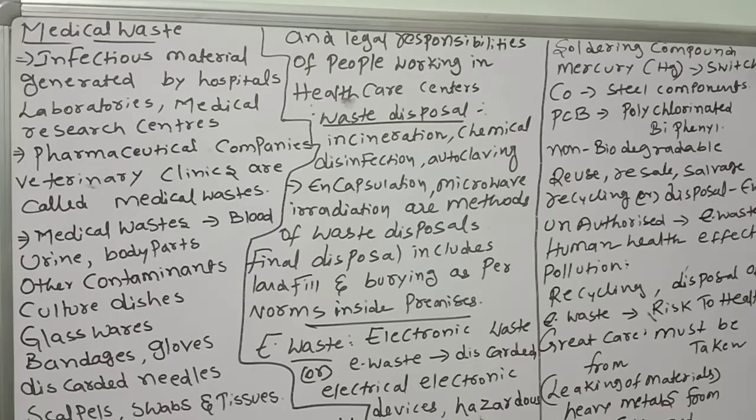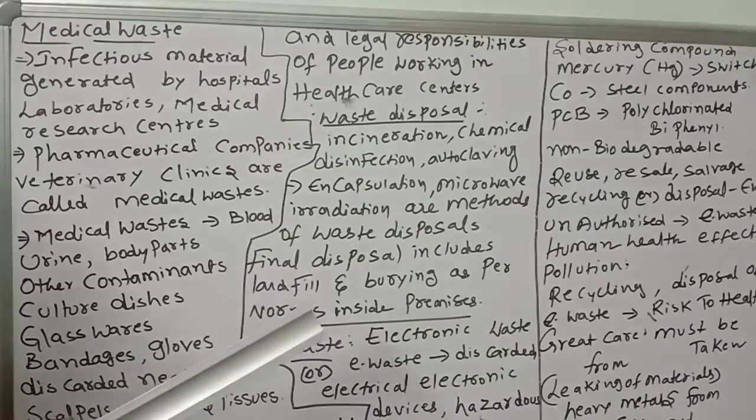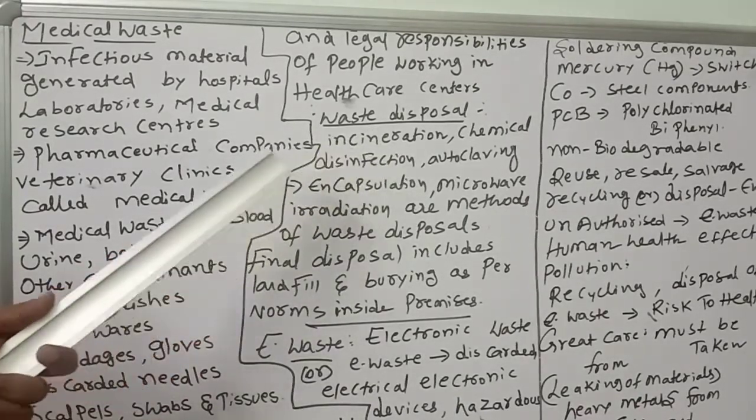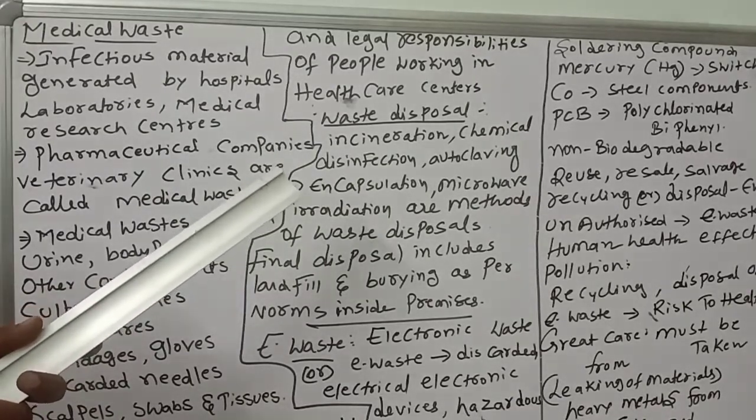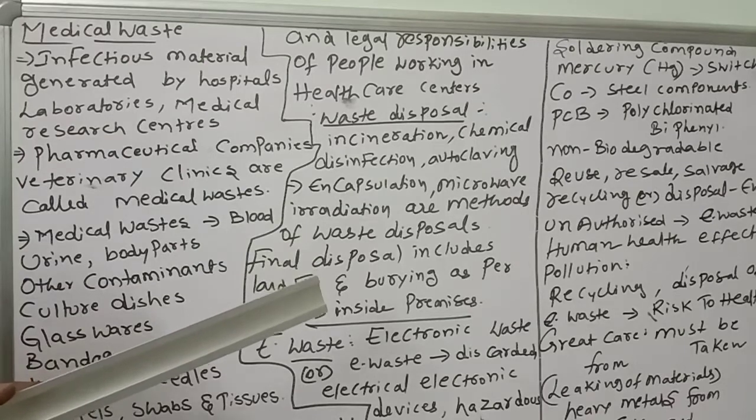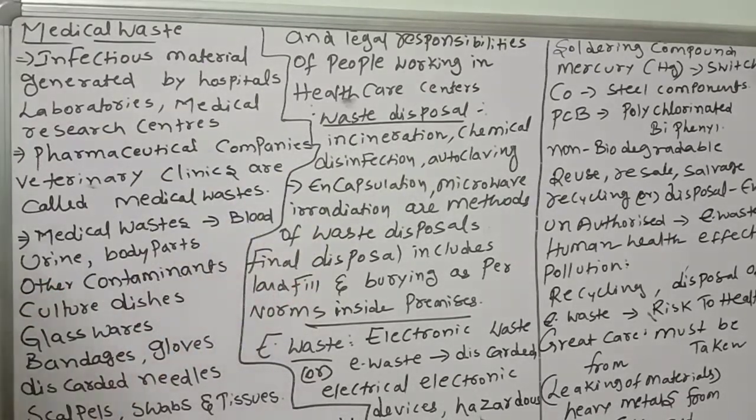Next, waste disposal. This is important. So how to dispose of this waste? Incineration, chemical disinfection. We can spray chemical disinfectants, which is very important, and autoclave. You know very well, autoclaving means keeping at very high temperature. If you keep the dishes, needles, and glassware in the autoclave, automatically the contaminants or infectious agents like bacteria, virus, fungi, protozoa, all harmful microbes present on that glassware will die.